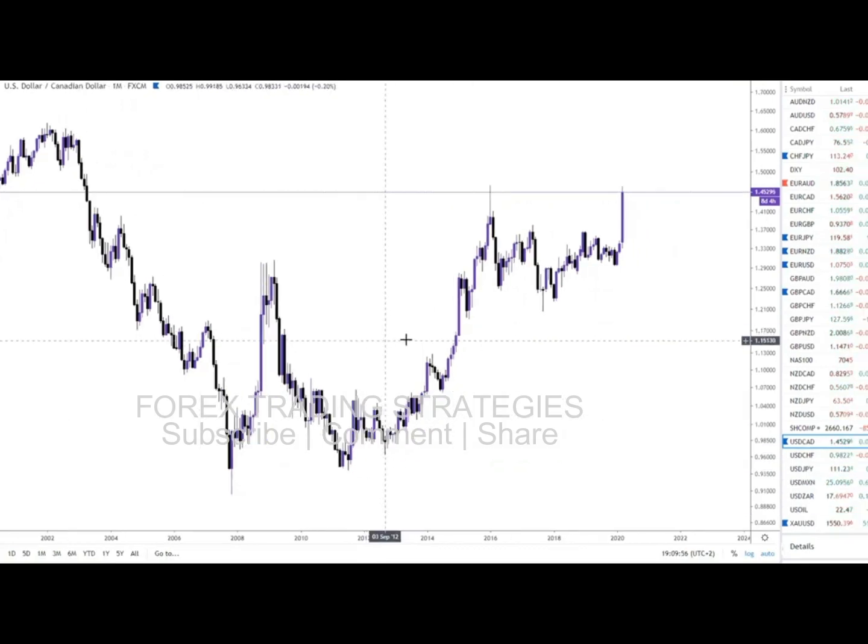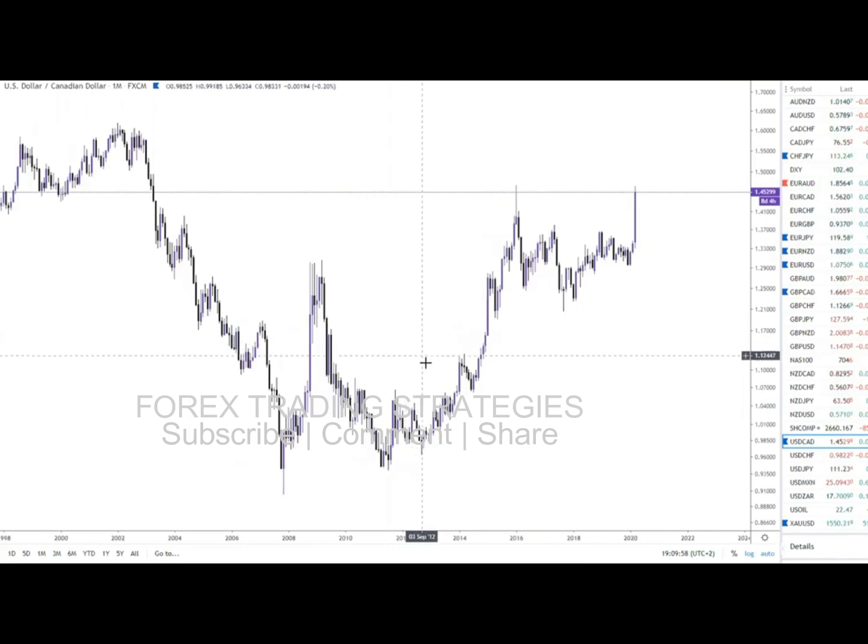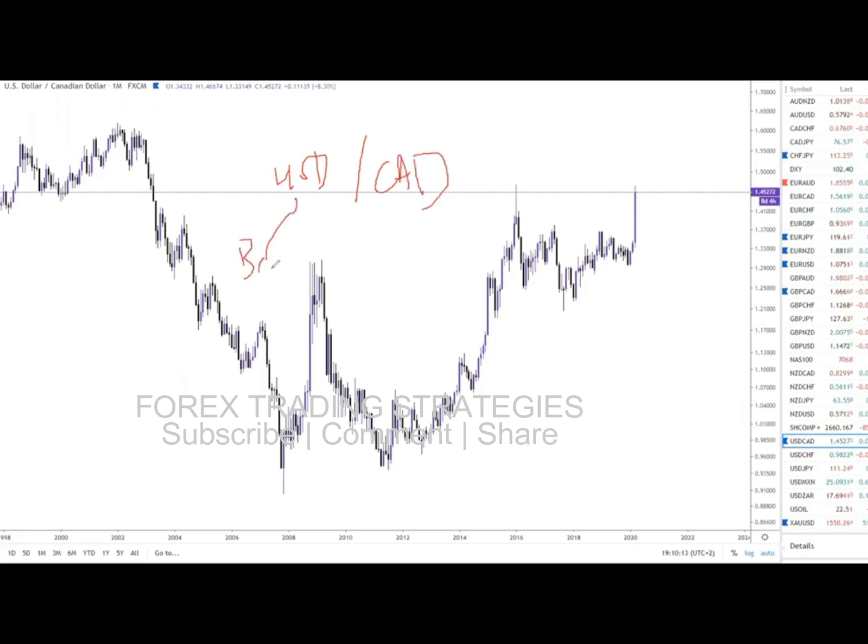So now looking at the USD. Today, what I just want to show you is how to trade the USDCAD. So remember that when you're trading the USDCAD, you've got the USD and then you've got the CAD, right? So the USD is a base currency. These are simple stuff. The CAD is a quote currency, right?